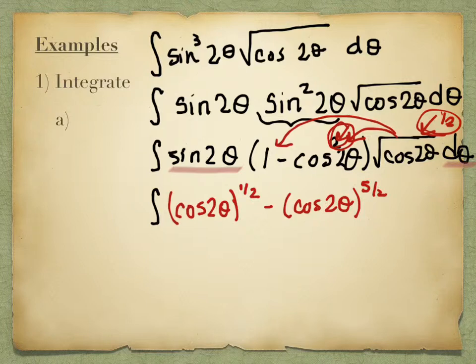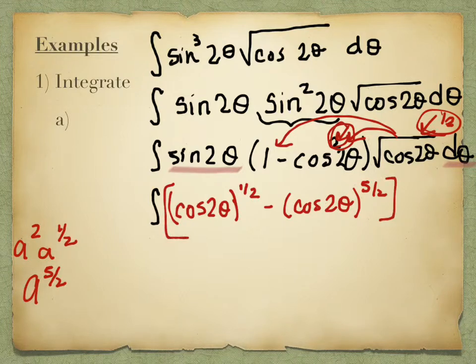So we don't want to multiply, which is what you're thinking, Hannah. We're going to add. This is back to some algebra ideas. This is like having a squared and a to the 1/2, and we add these together. This would be a to the 5/2. So we're adding the exponents. And then at the very end of all this, I have sine of 2 theta d theta.